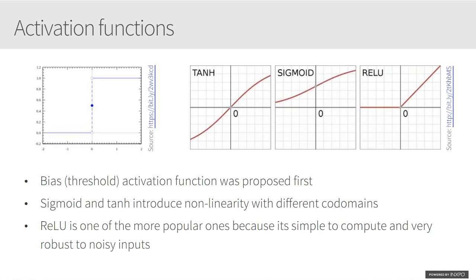So right now, for example, one of the more popular ones is ReLU, rectifier linear unit, because it's simple to compute and very robust to noisy inputs. But saying that, there's a lot of other things like leaky ReLU, Nesterov, other activation functions that come into play. I'm just talking about three simplistic ones right now, but there's actually a whole bunch of other good ones too. Okay, so this is them.